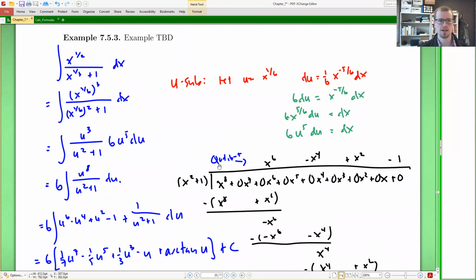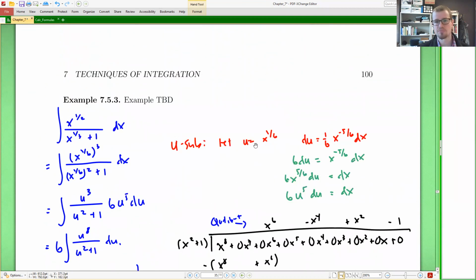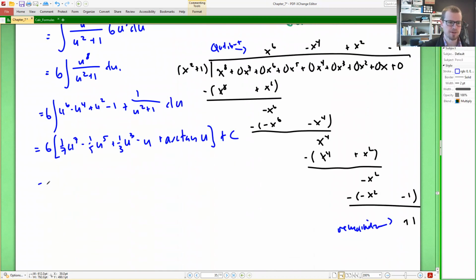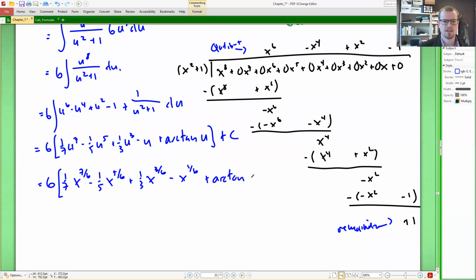But this originally was in terms of x, so we want to let u be x to the 1/6 to get our original variable back. So 6 times 1/7 x to the 7/6 minus 1/5 x to the 5/6 plus 1/3 x to the 3/6 minus x to the 1/6 plus arctangent of x to the 1/6 plus c. And that is what we're looking for.